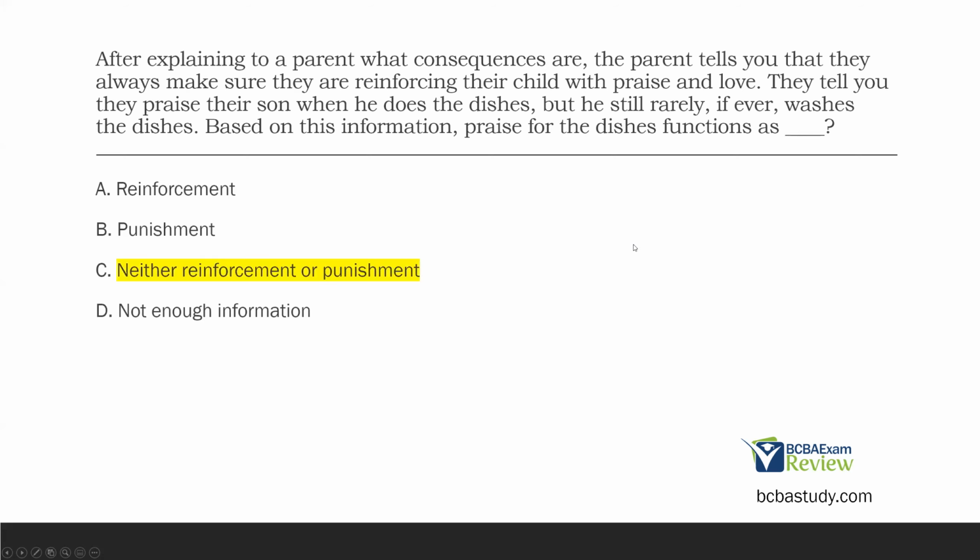Pretty straightforward reinforcement punishment question. If this one gave you trouble, go back and review reinforcement and punishment. I have a very long video on my channel about reinforcement and punishment. But remember, the main idea is that to determine if something is reinforcing or punishing, we look at its impact on future behavior. If behavior is not changing, it's not a reinforcer or a punisher.